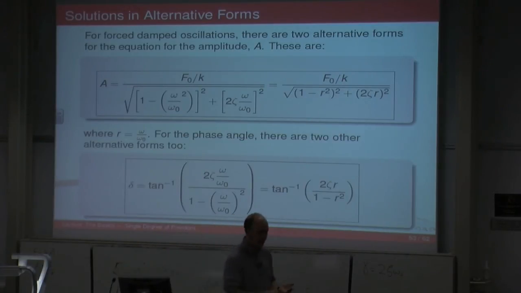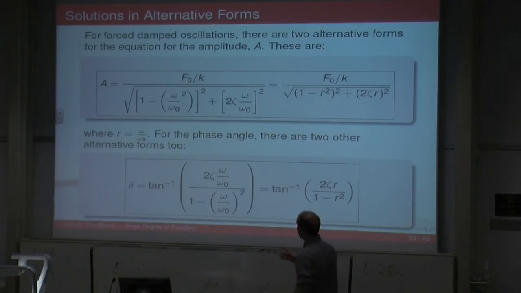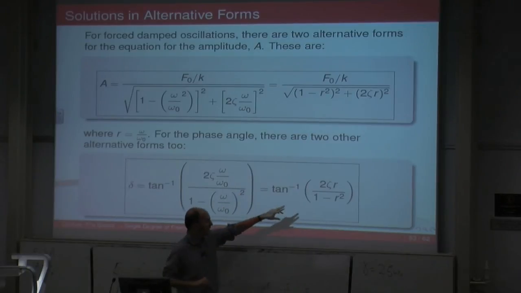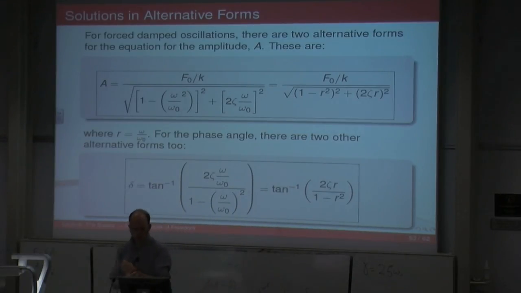And for the phase angle, you can apply similar logic. We had a relatively complicated equation. In terms of omega and omega naughts and zetas, you can have this form. And if you replace the omega by omega naught by R, which is what we did earlier, then you have that form, which is, again, arguably nicer and easier to deal with. It depends what you've been given in the question, to be honest.